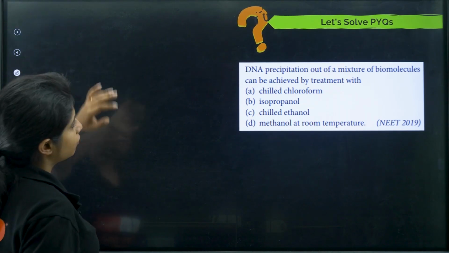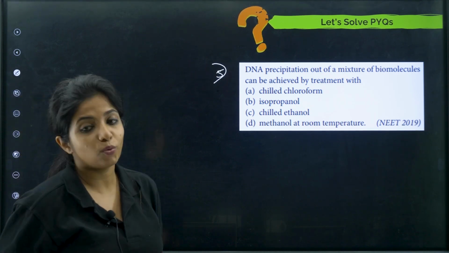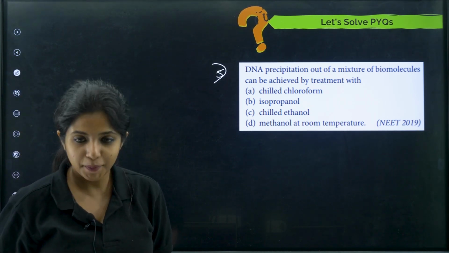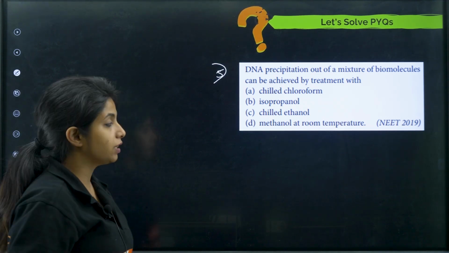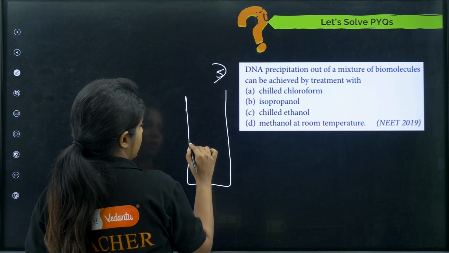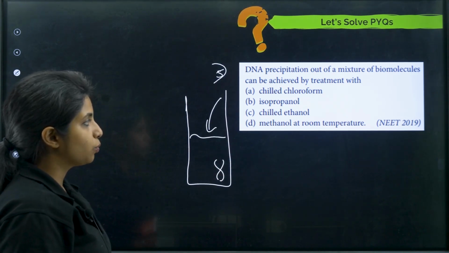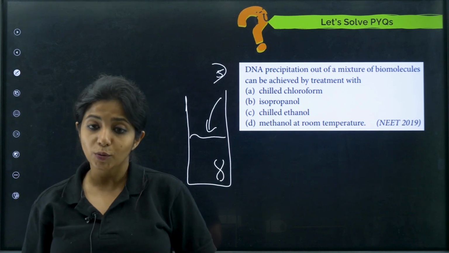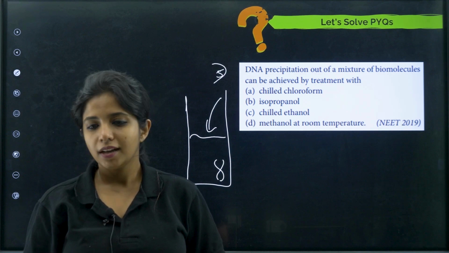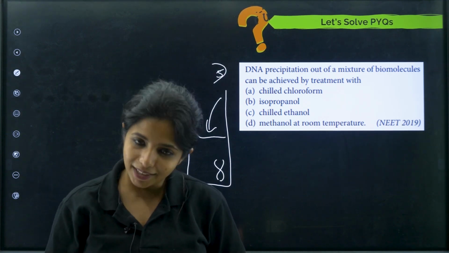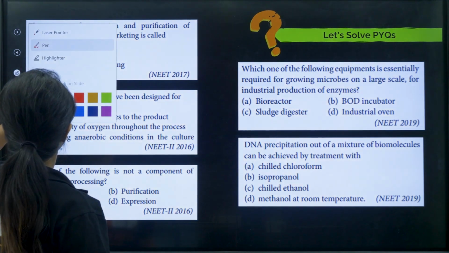Tell me the answer. Fifth, DNA precipitation out of a mixture of biomolecules can be achieved by treatment with what? This is slightly off the topic, but I just thought of it and put it in. What will help you precipitate the DNA out of the mixture? Chilled chloroform, isopropanol, chilled ethanol, or methanol at room temperature. I know I have discussed this question, but it is very important. So many questions have been coming around it and I don't want you to forget it. So tell me the answer. Okay, let's do the questions.